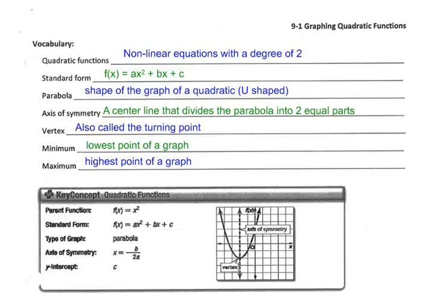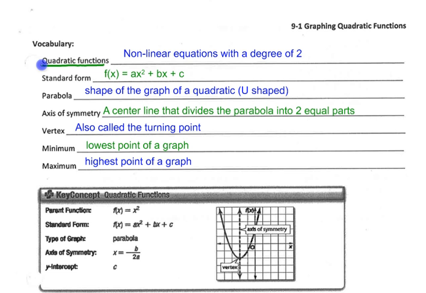Right, ladies and gentlemen, so today we're going to be getting into chapter 9, and we're going to be starting and talking about these things that are called quadratic functions. And a quadratic function is nonlinear, so these are not going to be our straight lines, and they have a degree of 2. So we worked on factoring these types of problems. Now we're going to be getting into graphing and other ways that we can solve them.